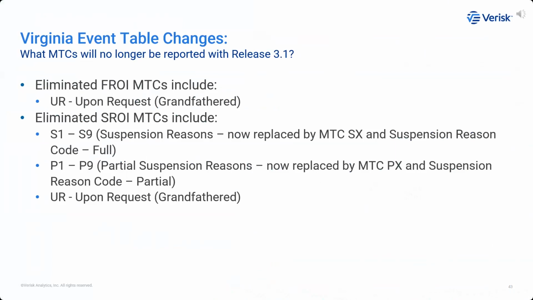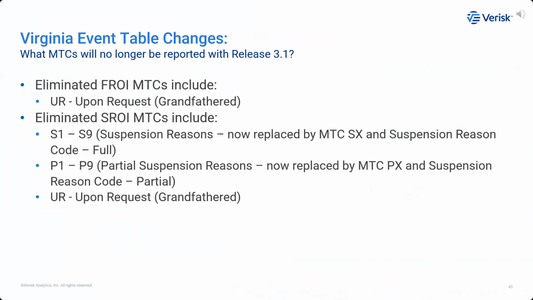For SROIs, we remove the S1 through S9, as they were now replaced by the SX transaction and a suspension reason code for full. The same is true for partial suspensions, the P1 through P9. They have been replaced with the MTC PX and suspension reason code for partial. And then also the SROI UR upon request grandfathered.